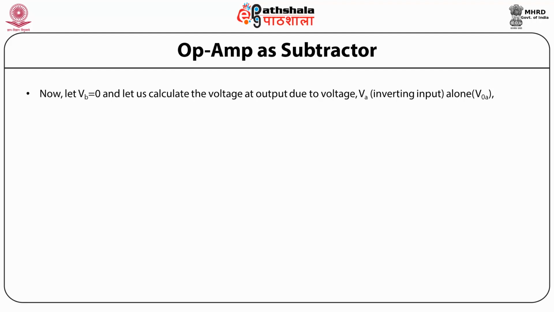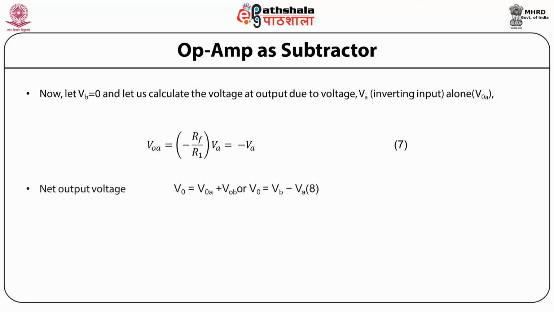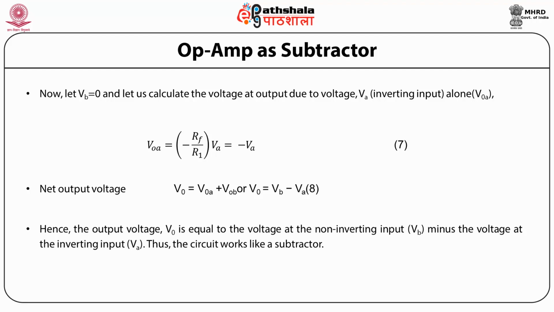Now let VB be equal to 0 and let us calculate the voltage at output due to voltage VA, that is the inverting input alone, which is V0A. So V0A is equal to minus RF by R1 into VA. Since RF is equal to R1, V0A is equal to minus VA. Therefore, net output voltage V0 is equal to the sum of V0A and V0B. So V0 is equal to VB minus VA. Hence, we get that the output voltage V0 is equal to the voltage at the non-inverting input VB minus the voltage at the inverting input VA. Hence, the circuit works like a subtractor.